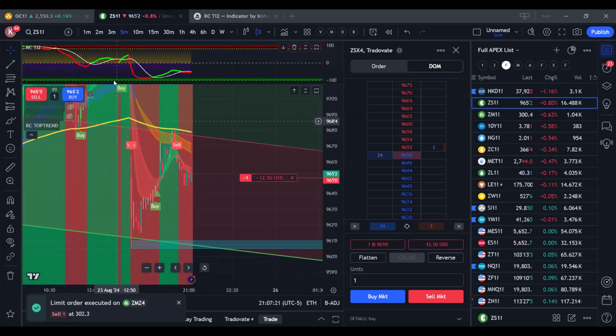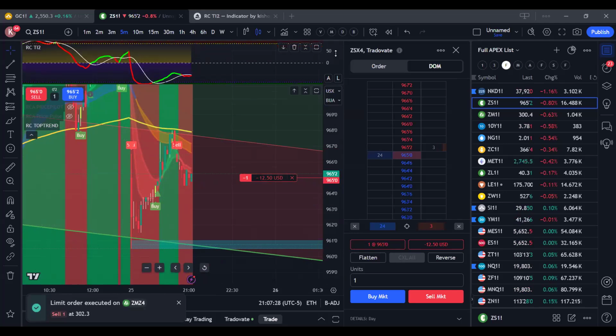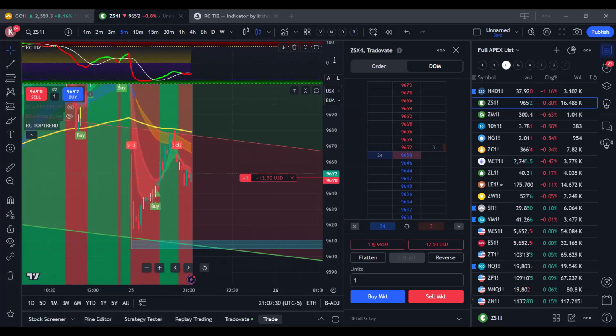So that's it. You don't need all the confidence of everything, but if you have confidence, that is always better. With more confidence, you can take the trade with more confidence.